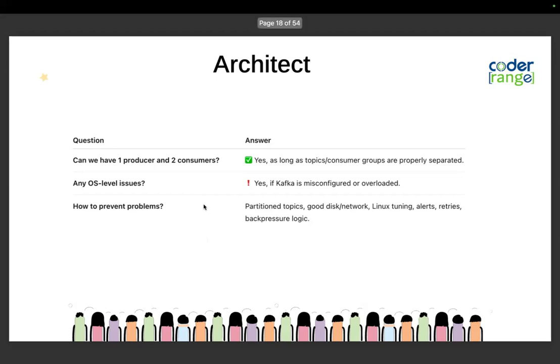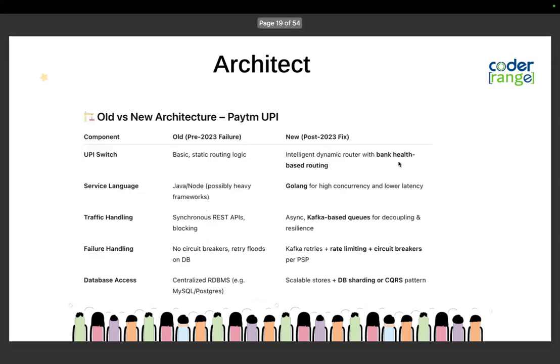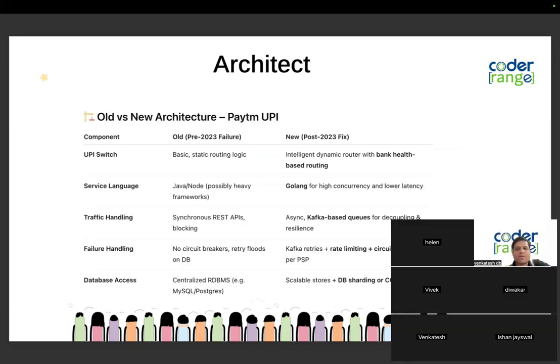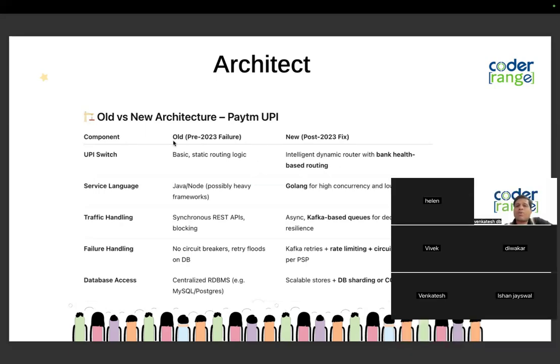Okay. Now, before I take questions from all of you, you can see one of the important concepts. This is what a smiling developer has to understand. The previous architecture of Paytm's UPI switch was basically static routing. They were routing it based on the kind of bank provider and all, static. Now they are doing a router with bank health based routing. That means they are going to microservices, and that microservice will do intelligent routing. Previously they were using Java and Node based services. Now they use Go language for high concurrency.